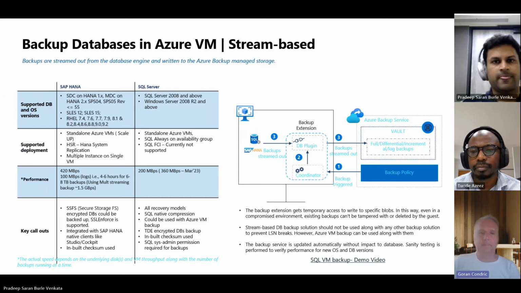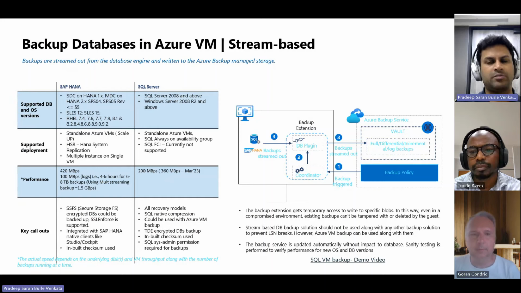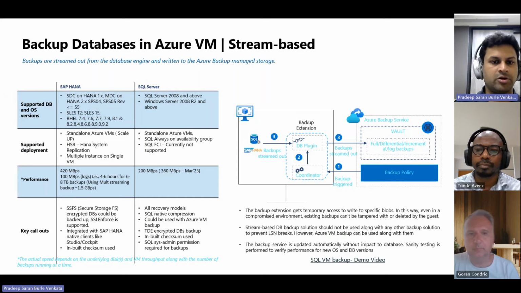Great. Yeah. And we also have inbuilt capabilities, like we have deeper integrations with some DBAs are very used to using HANA Studio and HANA Cockpit. So we have deeper integration with that. So they can use Azure Backup and still do their backup and restores using those native clients as well.